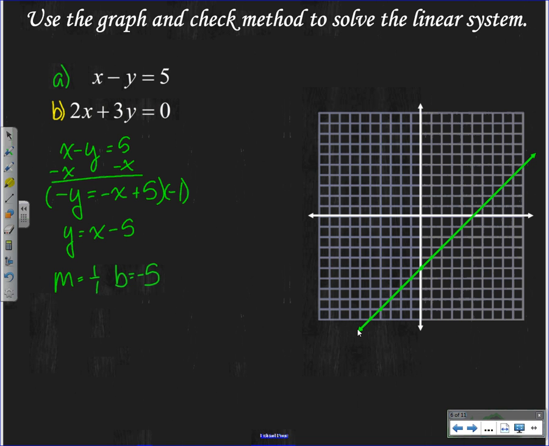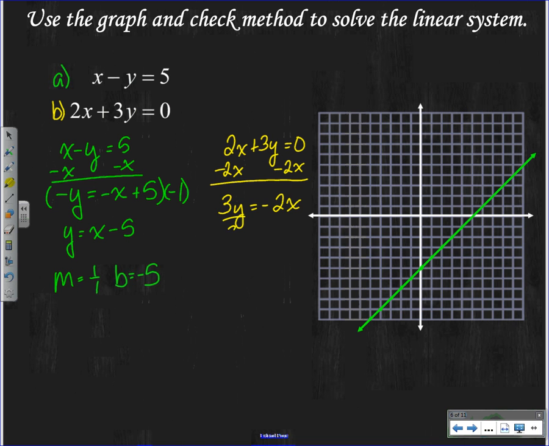Second line is 2x plus 3y equals 0. So subtract 2x from both sides. Whatever we do to one side, we have to do the other. 3y is going to equal negative 2x. Divide by 3. And y is going to equal negative 2/3 x. So my slope is negative 2/3. My y-intercept, I don't have one there. I'm not adding anything. So that means it's going to be 0.